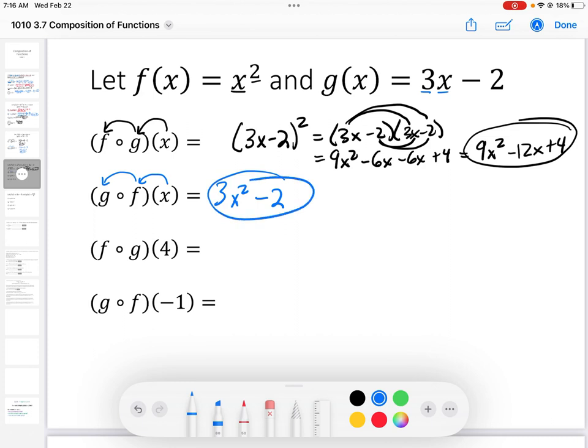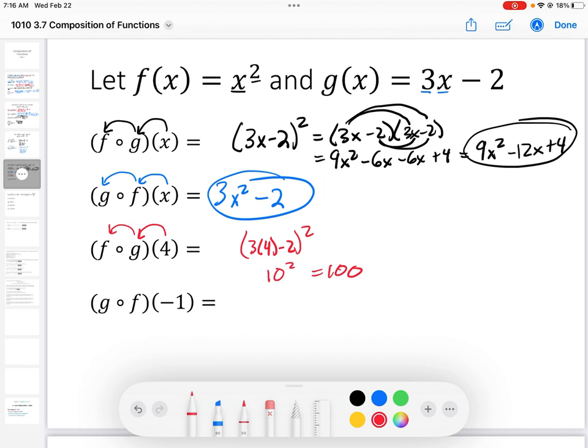And then if you're asked to do it with numbers, you can do it by taking 4 and putting it in for g. So you say, okay, well, if I put 4 into g, I'll have 3 times 4 minus 2. Figure out what that is, which I think is 12 minus 2, which is 10. And then take that result and put that in for f. So I take this and I square it, which would end up giving me 100. So you can do it that way.